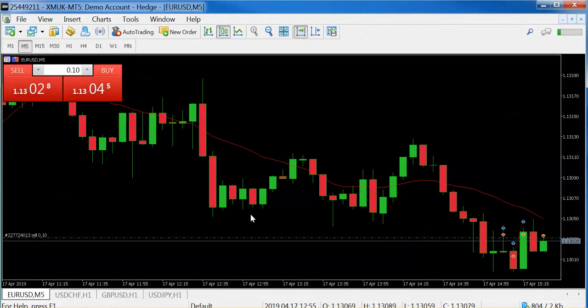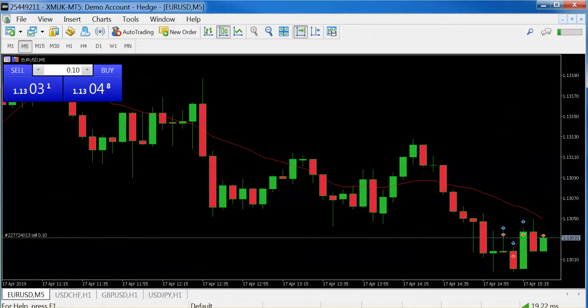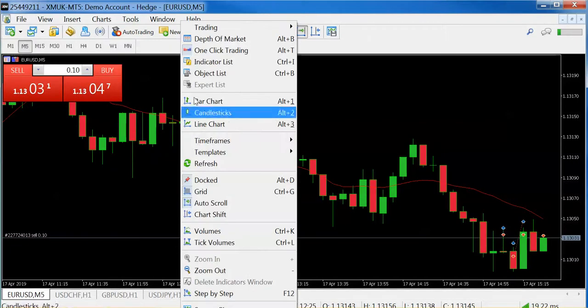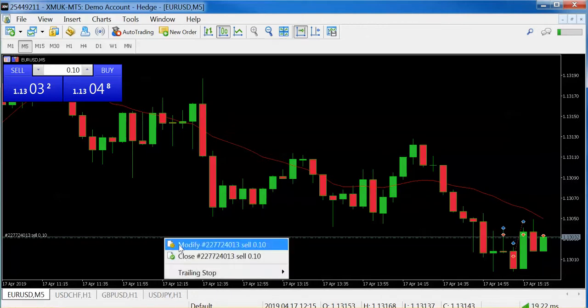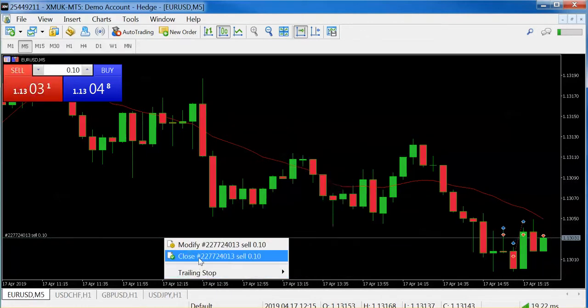I am now going to close this trade because I can't see the information regarding the trade. I want to see how my trade's doing, and nowhere on the screen can I see how much money I'm making or losing. So I'm going to close that trade. I'm going to right click on it and press close.